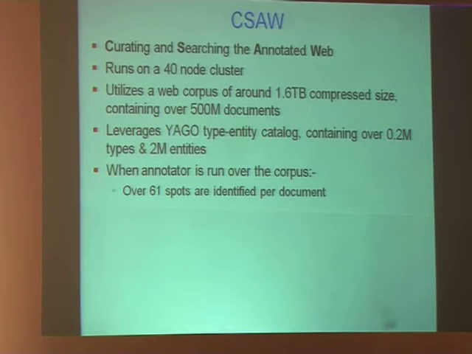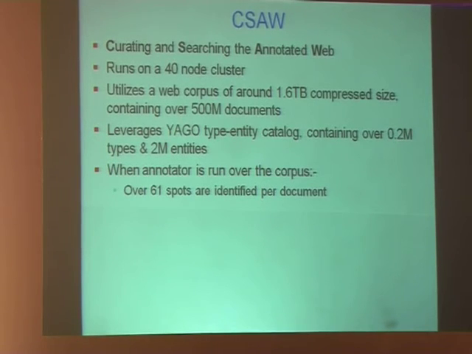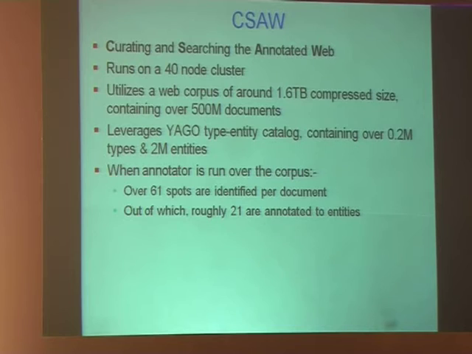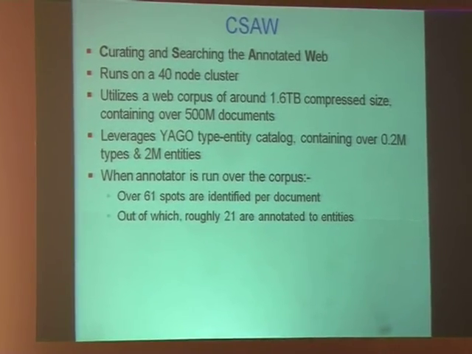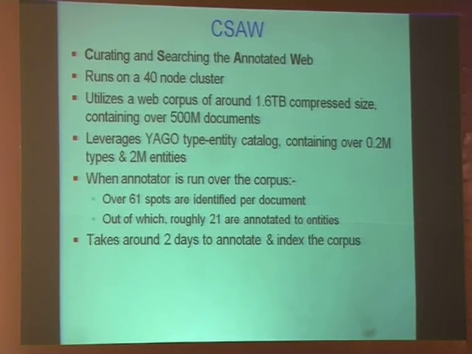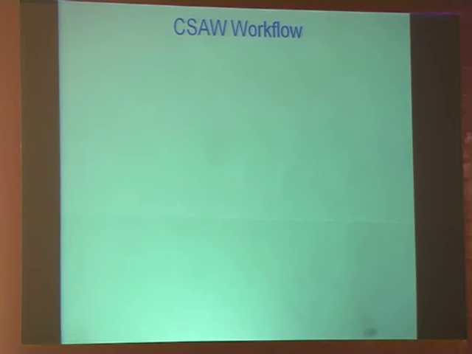Right now, when our annotator is run over the corpus, over 61 spots for entity linking per document are identified, out of which over 21 are actually allocated to one of the entities in the Yahoo catalog. It takes around 2 days to annotate and index the entire corpus right now. So those were some quick stats about the CISO system.